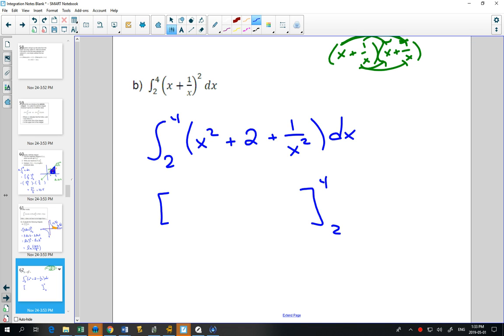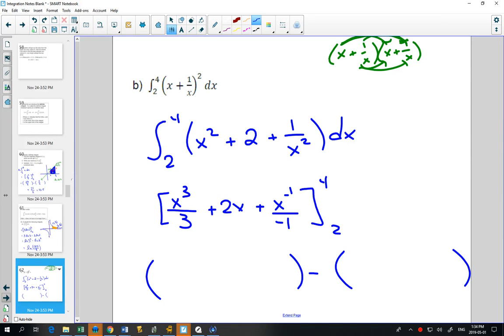And now each of these is easy to integrate. We would get x cubed over 3 plus 2x plus x to the negative 1 over negative 1. Add 1 to the exponent and divide. Plug in the 4. So you're going to get 4 cubed over 3 plus 8 minus 1 over 4. Plug in your 2. 8 over 3 plus 4 minus 1 over 2.